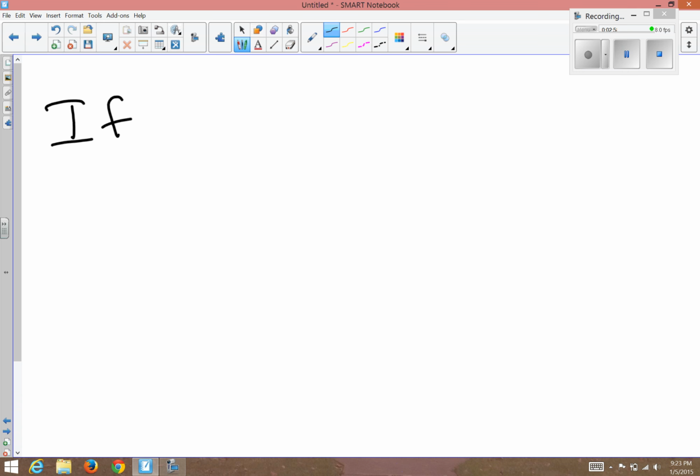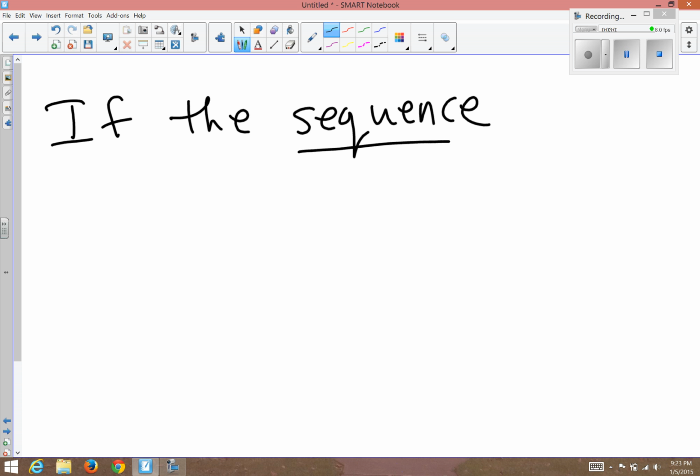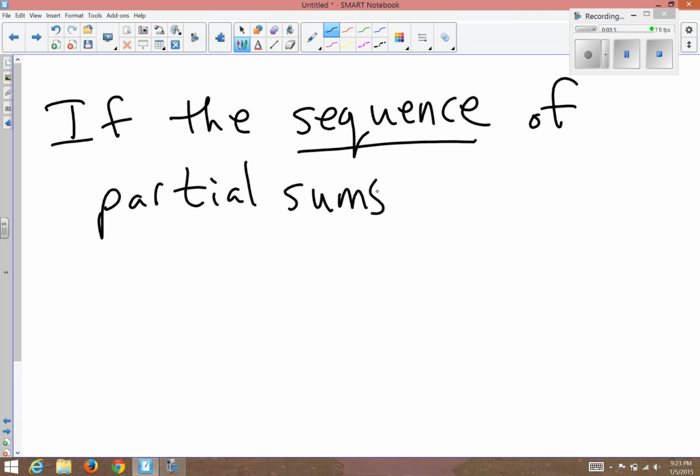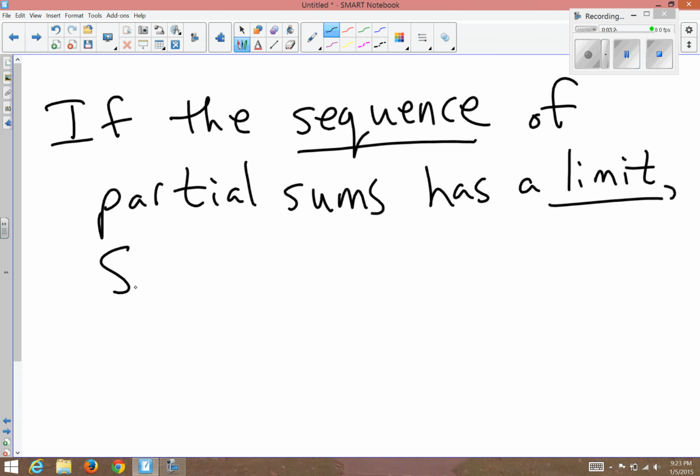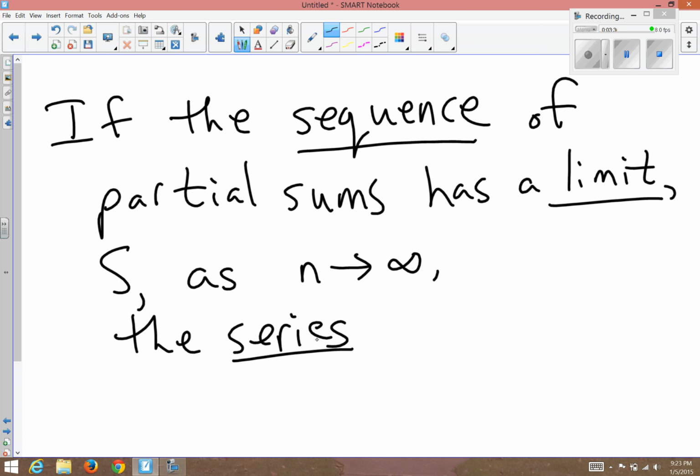If the sequence of partial sums has a limit, we'll call the limit s. If it has a limit, we'll call the limit s, as n approaches infinity, the series converges to the sum s.